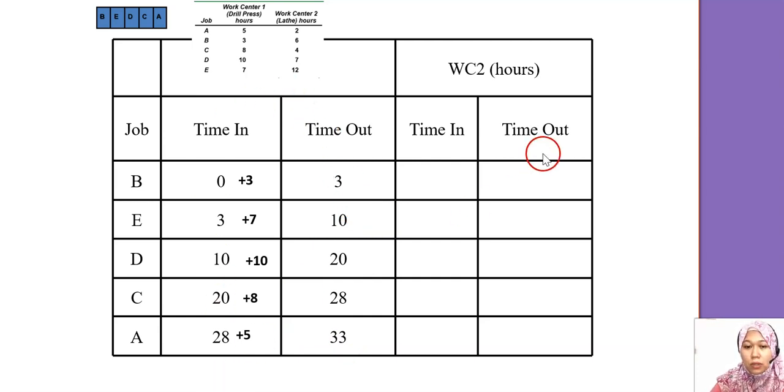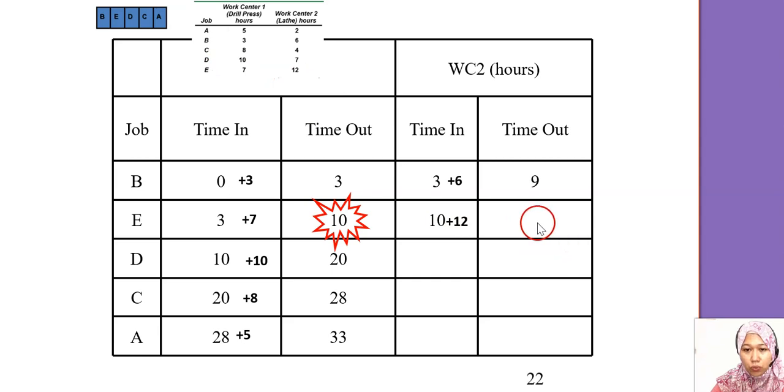Now we're going to do machine 2. We take the number from this column, 3, plus the machine 2 time. Be careful: B on machine 2 is 6, so 3 plus 6 is 9. Before we bring a number here, we need to compare this number and this number and choose the biggest one. Between 9 and 10, we choose 10. So 10 plus E on machine 2, which is 12, is 22.